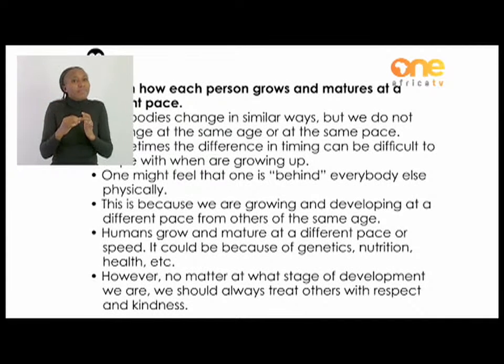Humans grow and mature at a different pace or speed. We have just explained that. And it could be because of different reasons. Now we have to understand why some people grow fast or why some grow more slowly than anybody else, why some teachers who have the same age as other teachers are looking younger than the other teachers. These can be some of the reasons. It can be the genetics.